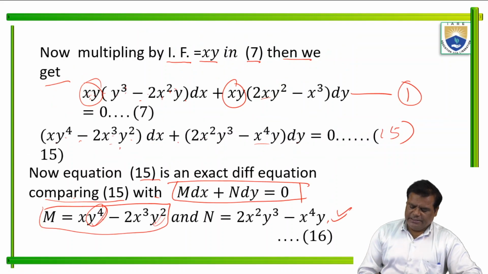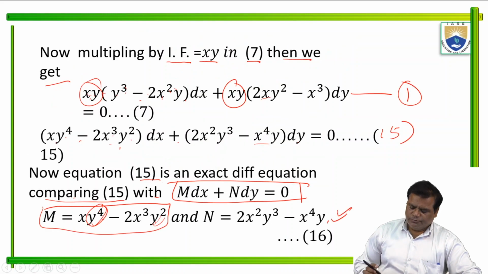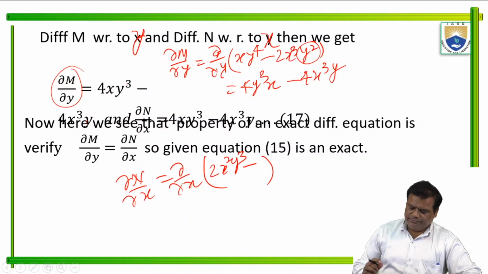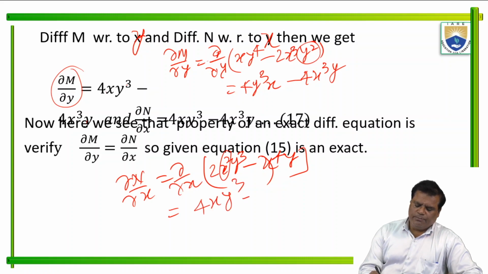We are checking here 2x squared y cubed minus x to the power 4 y. Differentiating this with respect to x, with y as a constant, we get 4xy cubed minus, for x to the power 4 times y, the differential of x to the power 4 is 4x cubed, times y.